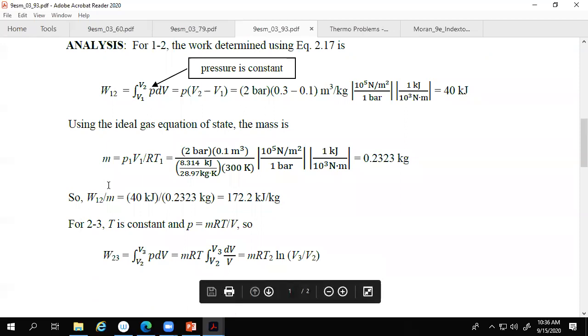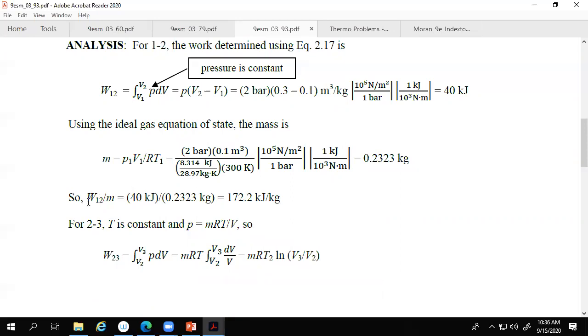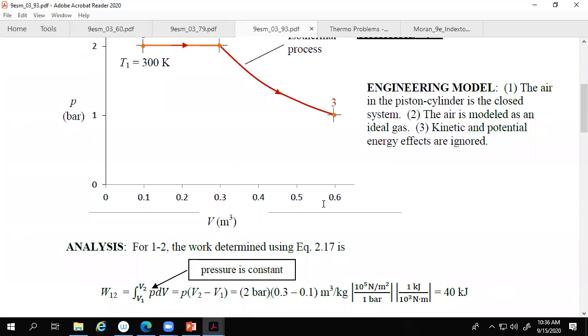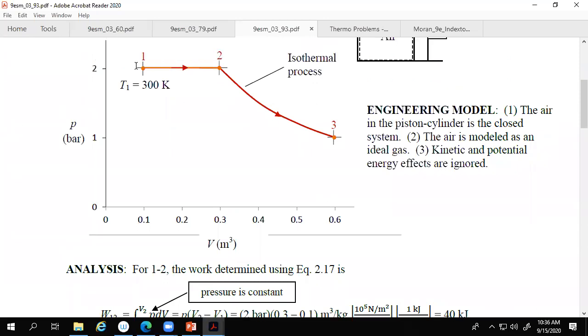Okay, so we have to know the mass because this 40 kilojoules is capital W, right? That's for the whole shebang. But we want specific values, so we want kilojoules per kilogram. So I have to divide that out, and I get 172.2 kilojoules per kilogram. Now, we're starting over here at 300, but we don't know the temperature here. We do know this is isothermal. So if I can find T2, then I know the temperature for this whole process.